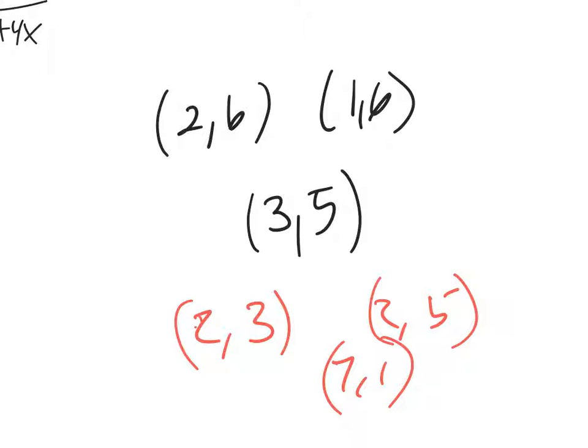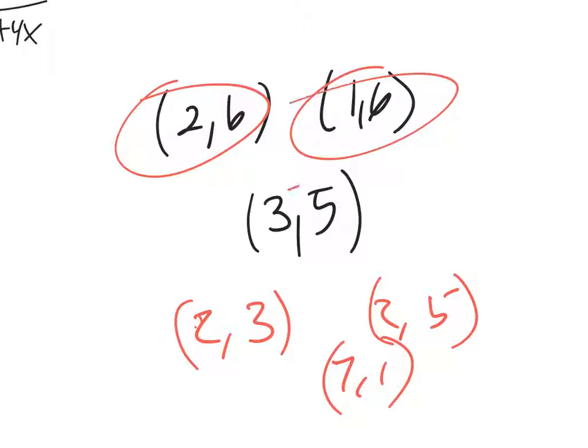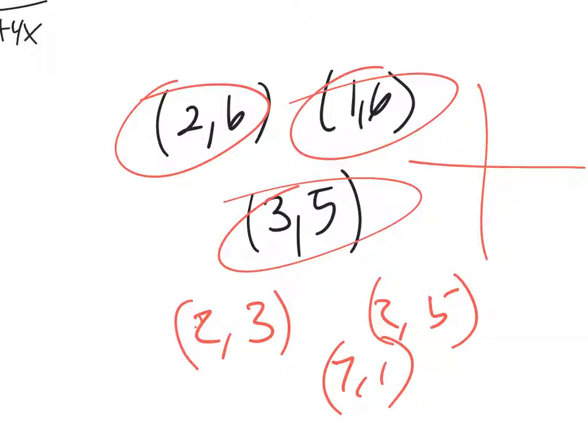You would just have to graph these three points. And would any of them line up on top of each other? Well, I'm going to graph them quick. Over 2 up 6, just roughly. Over 1 up 6. Over 3 up 5. Did any of those appear to fail the vertical line test?